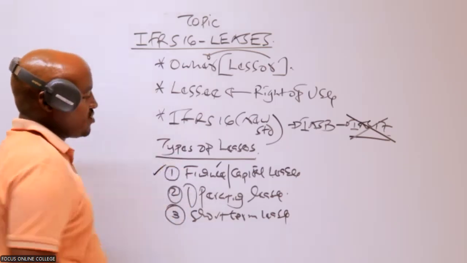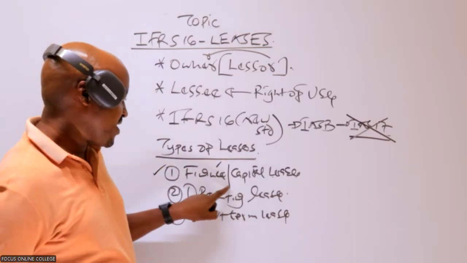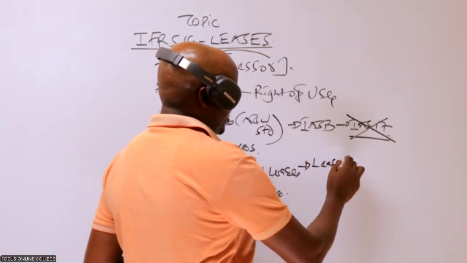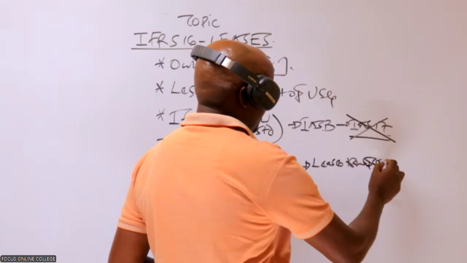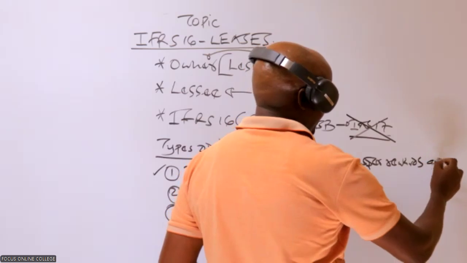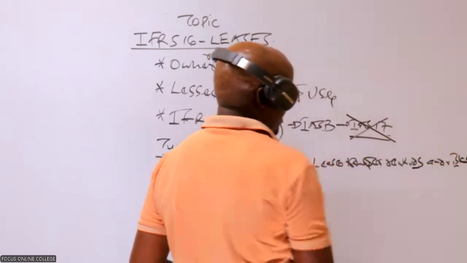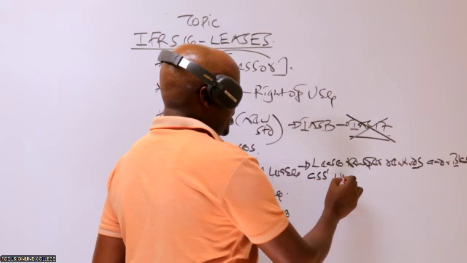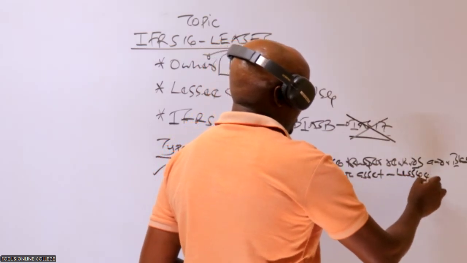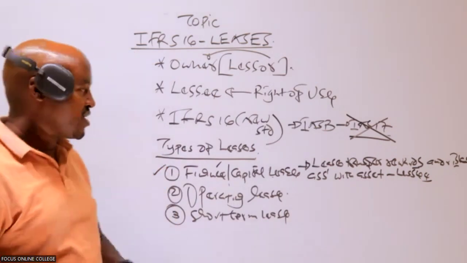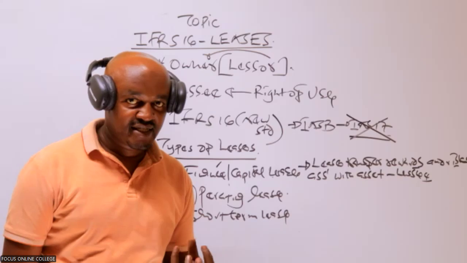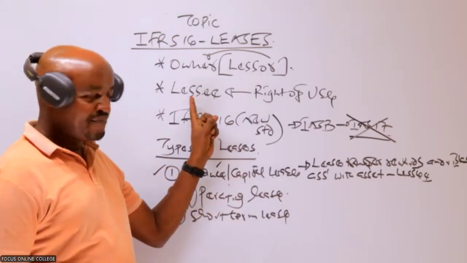So what do you mean by a finance or capital lease? We say that this is a type of lease which transfers the rewards and also the risks associated with the asset to the lessee. This is a type of lease which will transfer the rewards, or basically the benefits associated with the asset, and the risks associated with the asset to this particular person here.